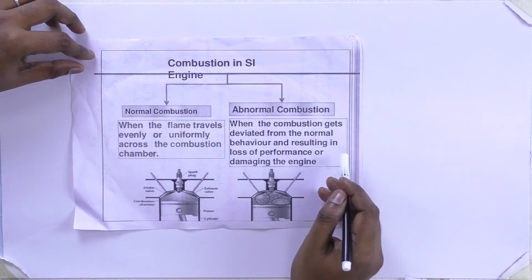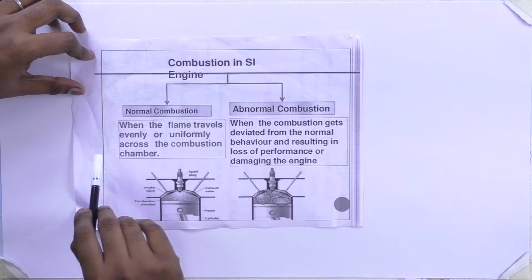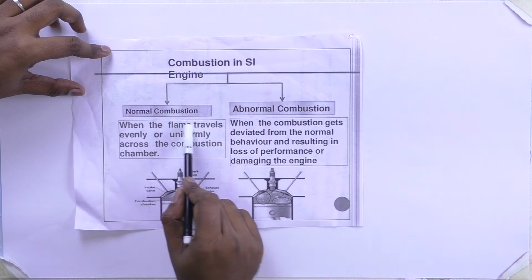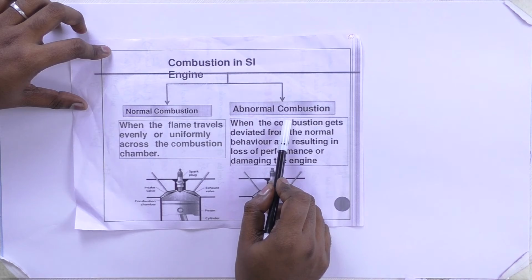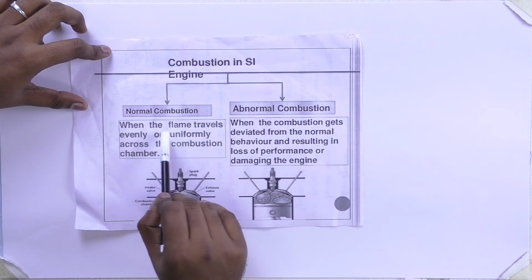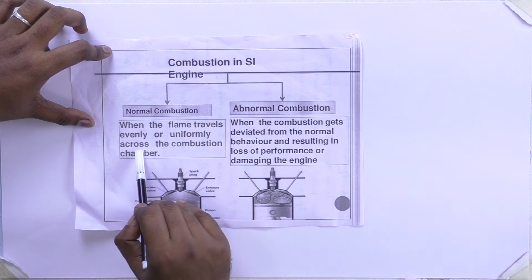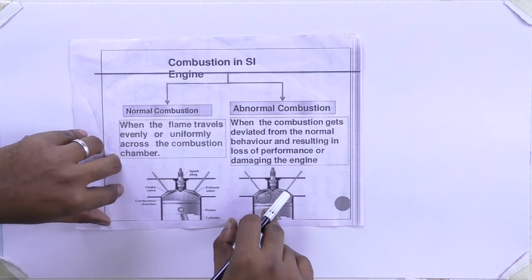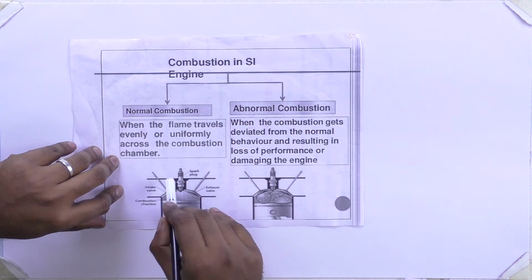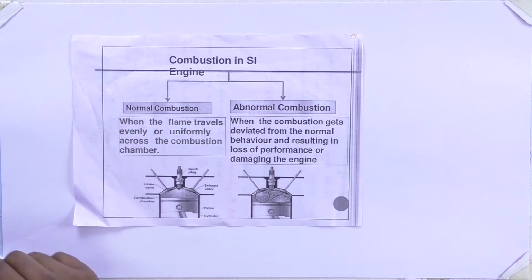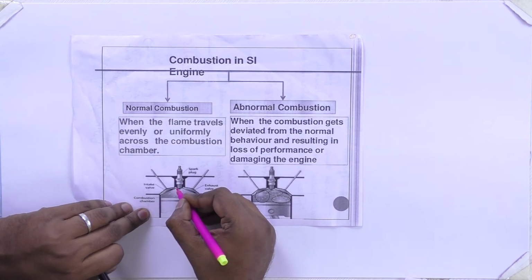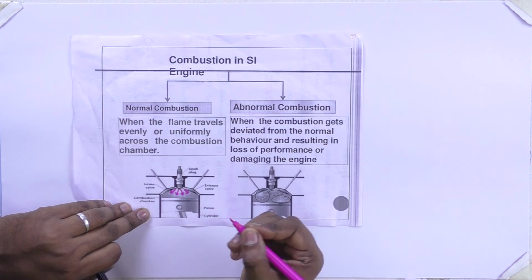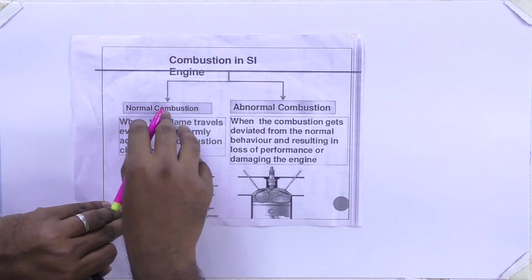Then the next thing, combustion in SI engines. Combustion is differentiated into two types: one is normal combustion and the other is abnormal combustion. So what is normal combustion? It is when the flame travels evenly or uniformly across the combustion chamber. This diagram shows the combustion chamber. In normal combustion, the flame from the spark plug is uniformly distributed across the combustion chamber.